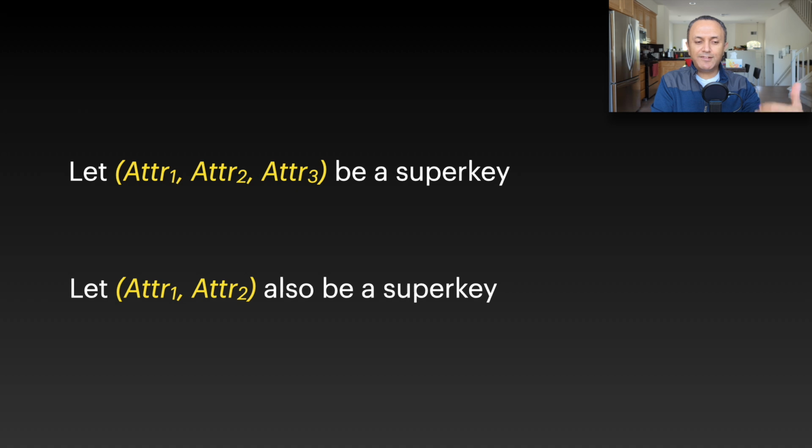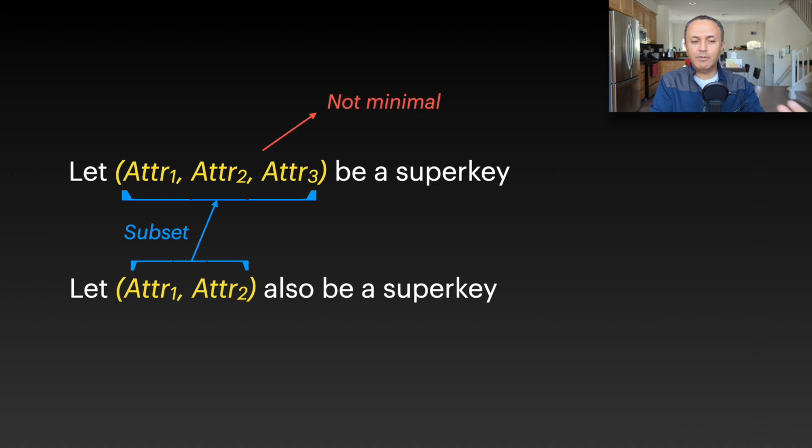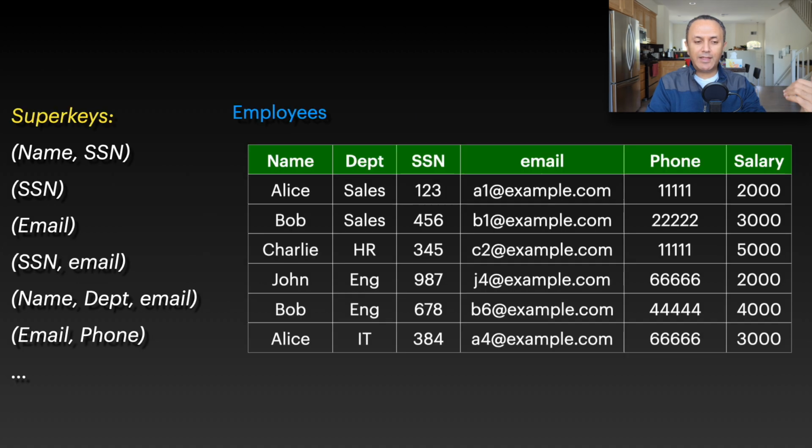So since that is a subset of the original one, this means that the original one has some extraneous information. So it is not a minimal superkey. A minimal superkey means that I could never find a smaller superkey, like a subset of the attributes in the superkey, that can also be a superkey. So if we look at the superkeys that we have found earlier, let's say the first one, name and SSN. This is a superkey, correct. But is it minimal or not?